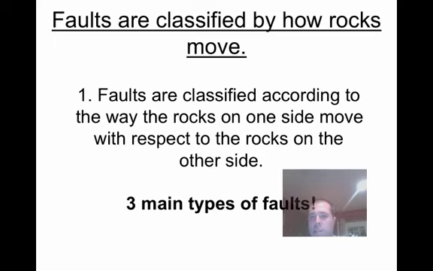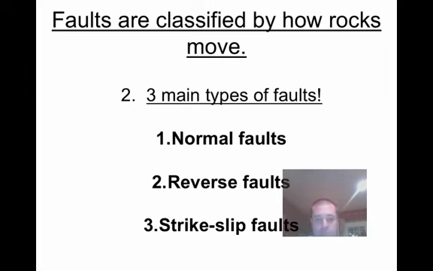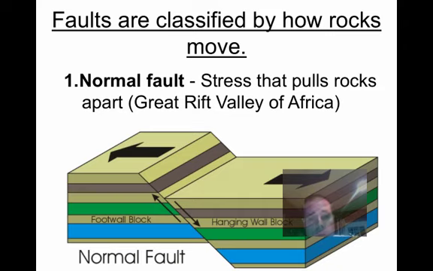So faults. Faults are classified by how rocks are going to move, meaning in respect to the rocks on the other side of that crack or that fault. Are they moving? Is one moving up compared to the other? Is one moving down compared to the other? Are they sliding past each other horizontally? Could be lots of things. So there's 3 main types: a normal fault, a reverse fault, and a strike-slip fault. I will tell you the normal and the reverse faults are the tough ones to keep separate. Strike-slip is simple.